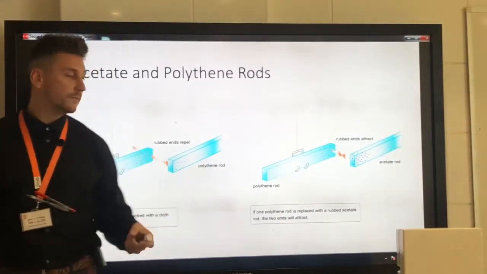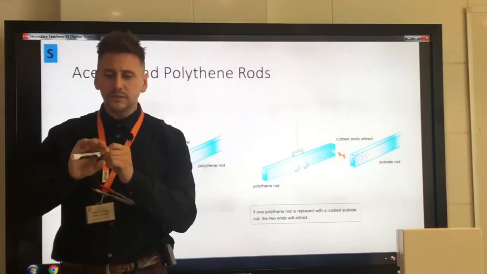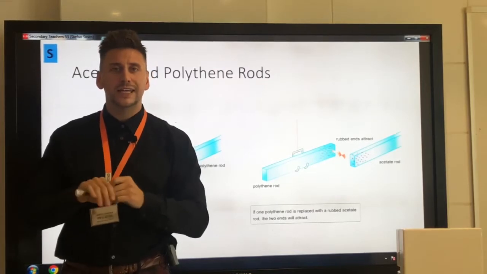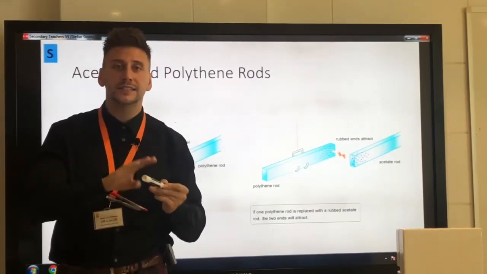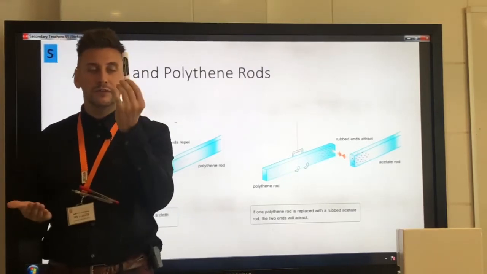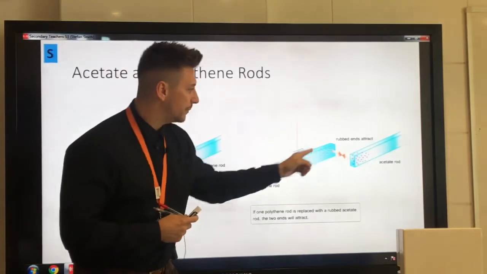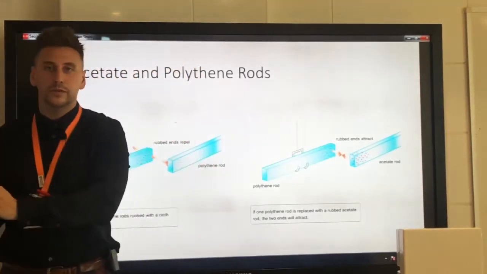If on the other hand you had an acetate rod, you charge the acetate rod by friction, you rub the duster on the acetate rod, what happens is the electrons are transferred from the acetate rod to the duster, leaving you with a positively charged acetate rod. So, in this example, the acetate rod becomes positive because electrons were removed from the rod.